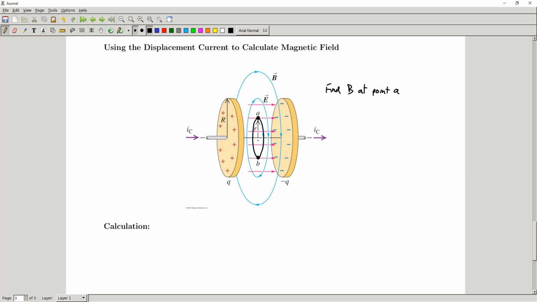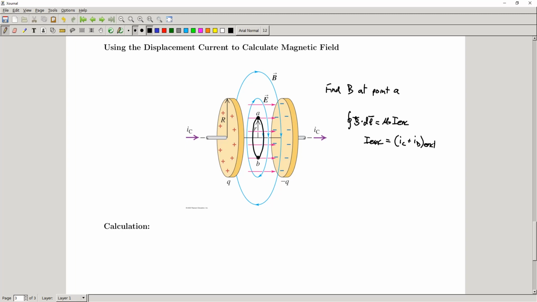Let me also write down our Ampere's law here. So we have again B dot dl equals mu naught, and what do we have? I enclosed, and I enclosed, let's remember, can now be our conduction current and/or our displacement current enclosed.